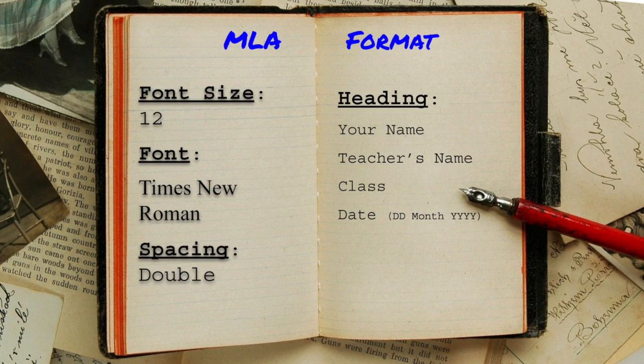Your heading should follow the format shown here. First listing your name, then your teacher's, that's me, the class that the assignment was written for, in this case English 1 or English 1 Honors, and finally the date with the date first, then the month written out all the way, and finally the year in all 4 digits.